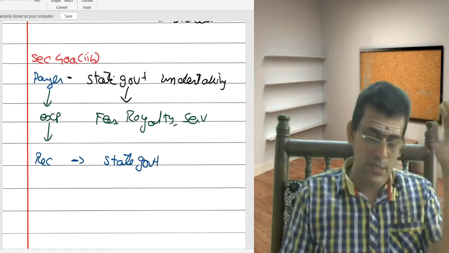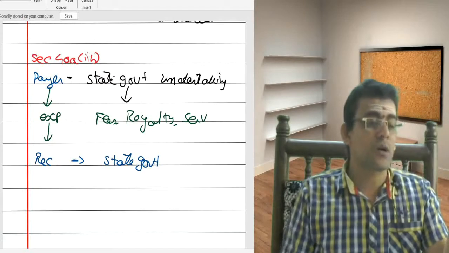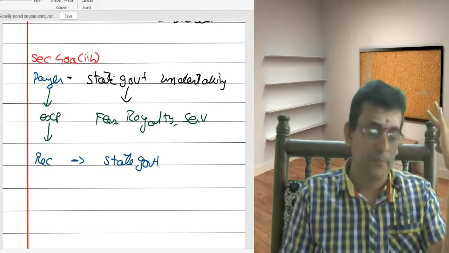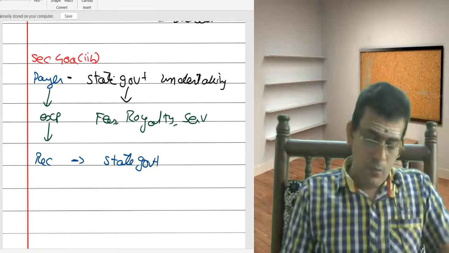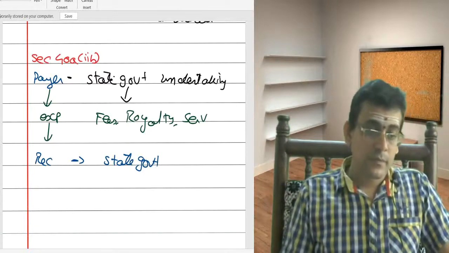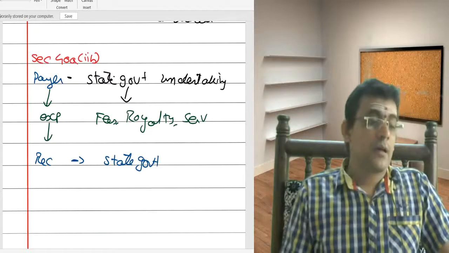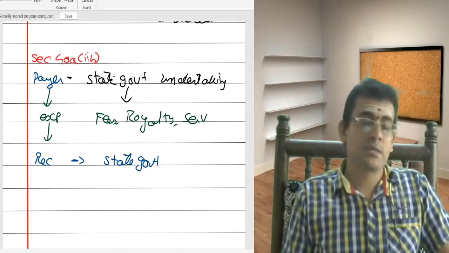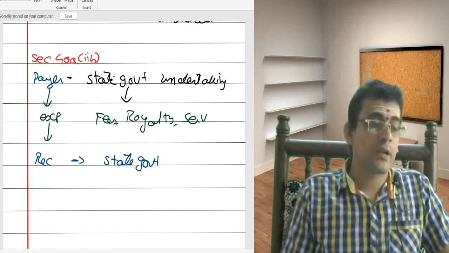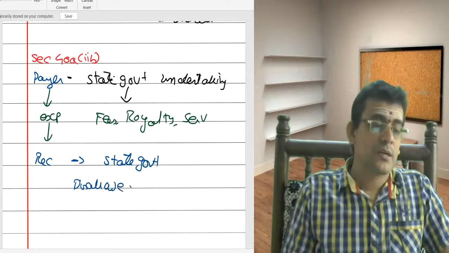Then this point says that it has to be disallowed. Any sort of expenses paid by a state government undertaking to the state government, what is it paying? It is paying in the form of fees, royalty, or service charges. So ultimately, who is the recipient? State government. So what 40A subsection 2B says is that it cannot be taken as a deduction, that has to be disallowed.